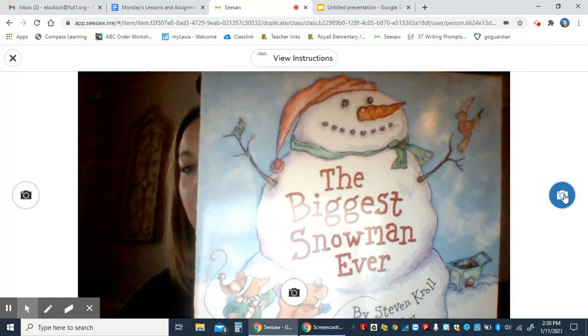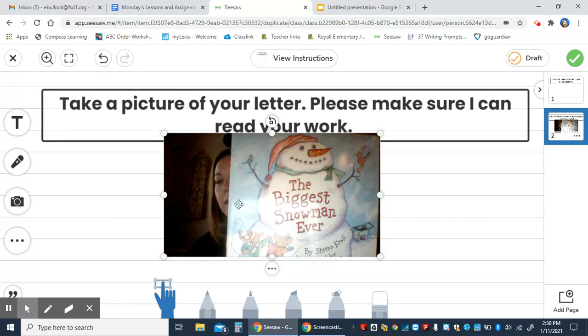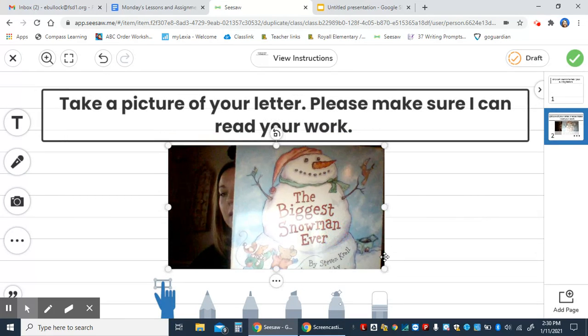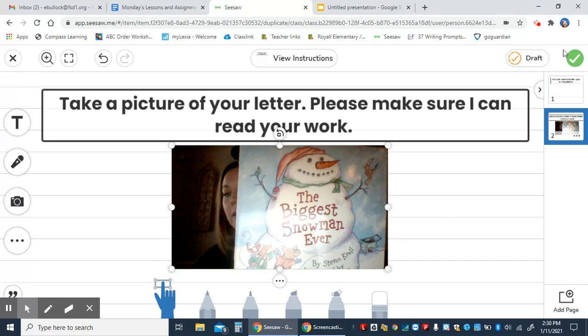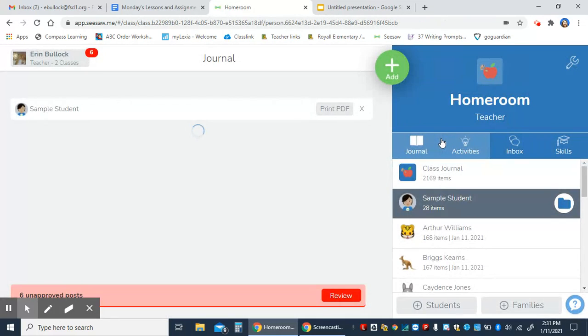And then once I have it lined up perfectly, I'm going to click my camera and say, oh yeah, that looks good. I know Miss Bullock can read it. If you can read it, I can read it. If you can't read this picture, then you need to try it again, okay? Once you have your work loaded, I want you to click the green check and send it to your teacher.